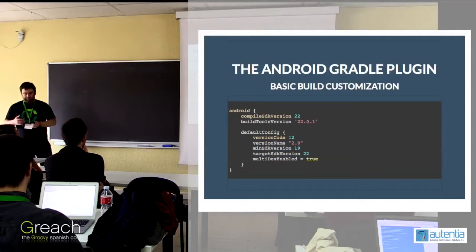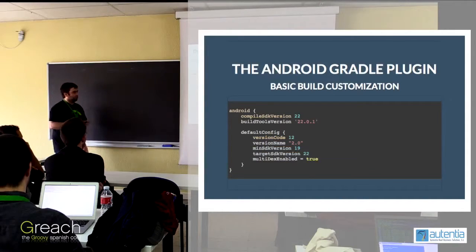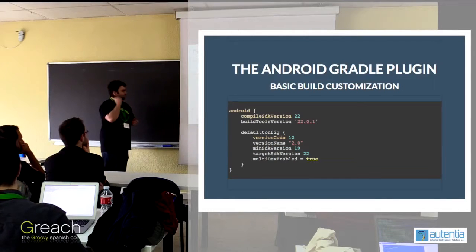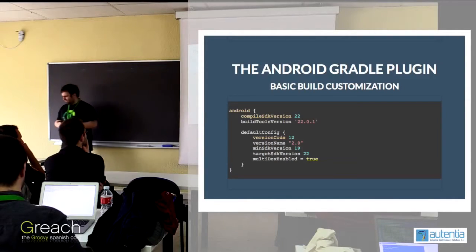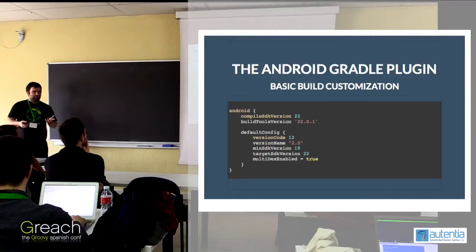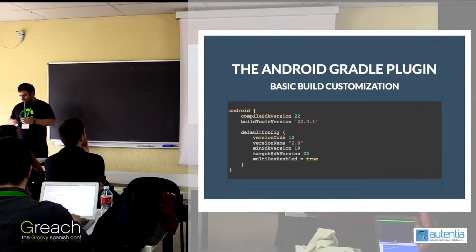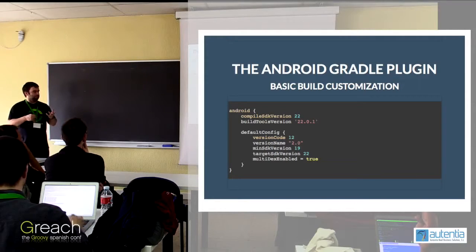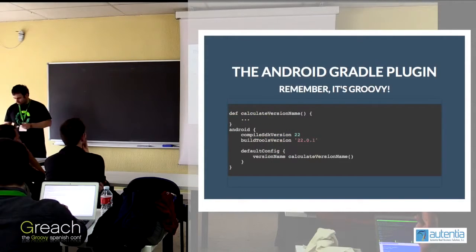So the first step of customization is there's a default config block where you can set different properties. I haven't listed all of them here, but things like the minimum SDK version you want to support, you can give it a version name, or customize the way all the dexing is handled.